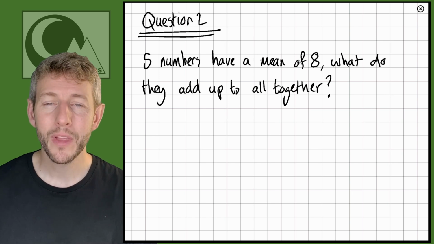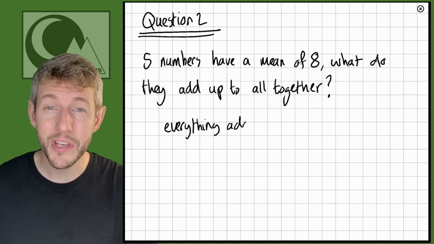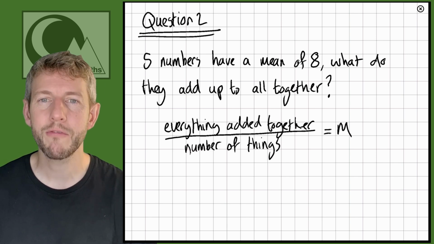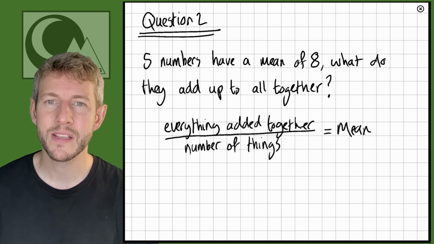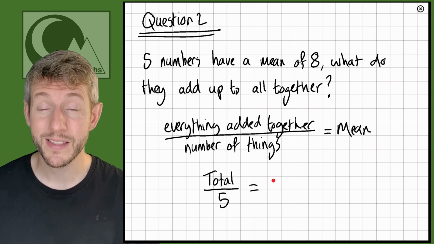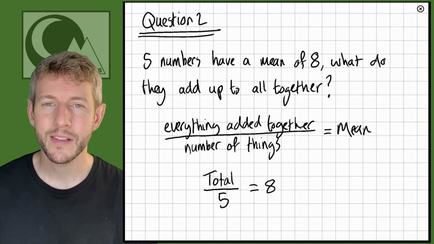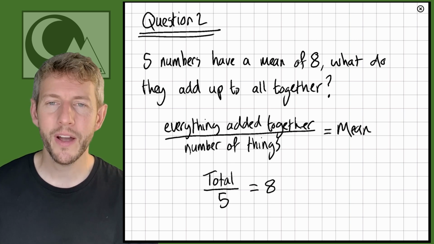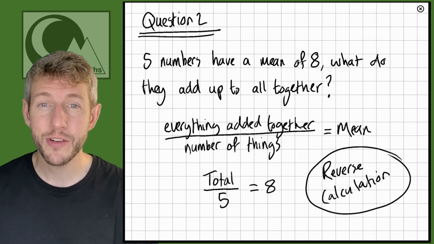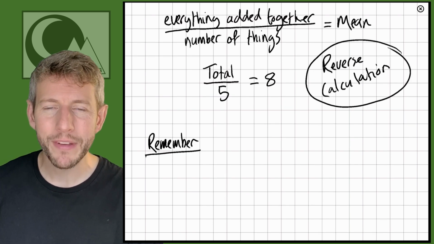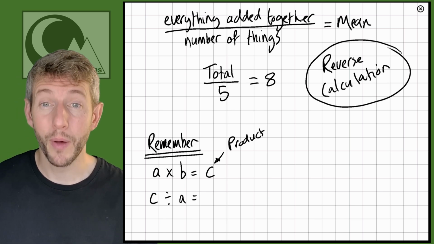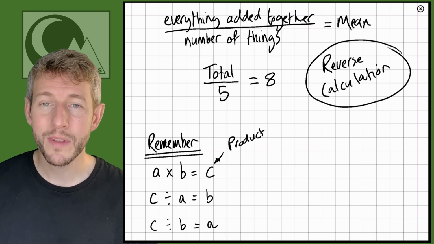If we remember that the way we calculate the mean is everything added together divided by the number of things equals the mean, we can replace all of these with this. So we know the total, which is all the numbers added together, divided by 5, because that's the number of numbers, equals 8. So we know that something divided by 5 equals 8. Right, so this is actually like our reverse calculation. So remember, if we ever get two numbers that multiply together to make a product, that product divided by one of the other numbers equals the other number.